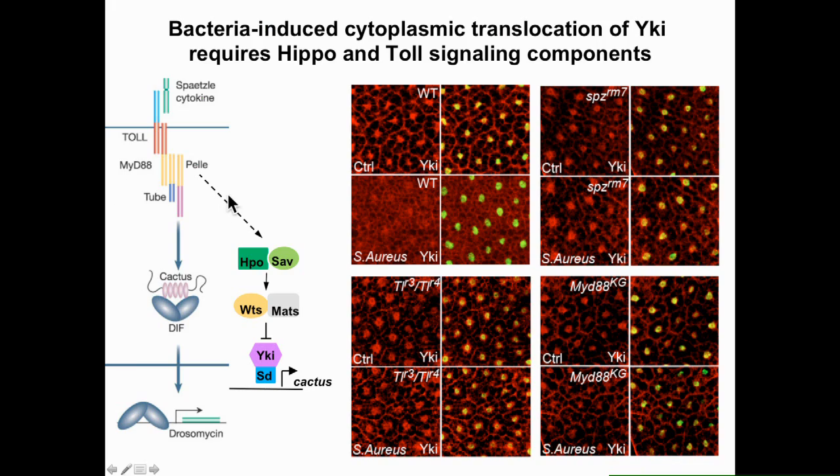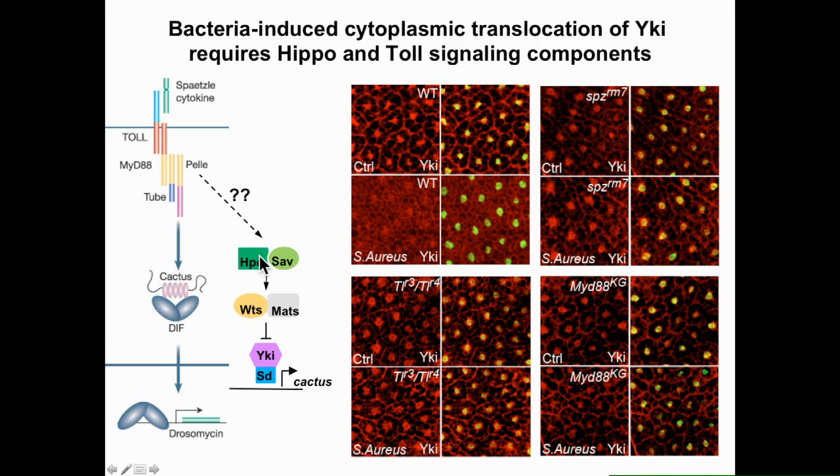So how does this happen? We know that Pele is required, and all these upstream proteins are also required for this translocation. Initially we thought maybe, because Pele is a protein kinase, and for a long time people have been trying to show that Pele can directly phosphorylate Cactus without much success, that Pele could be directly phosphorylating Hippo and somehow activating Hippo. It turned out not to be the case.